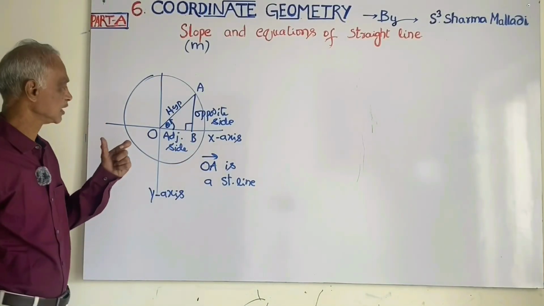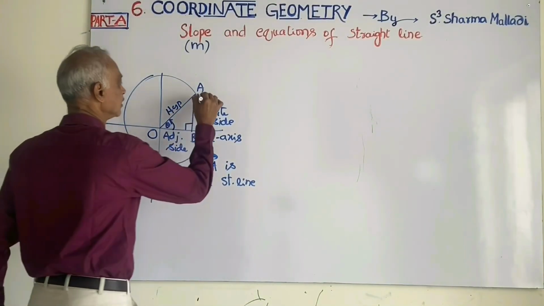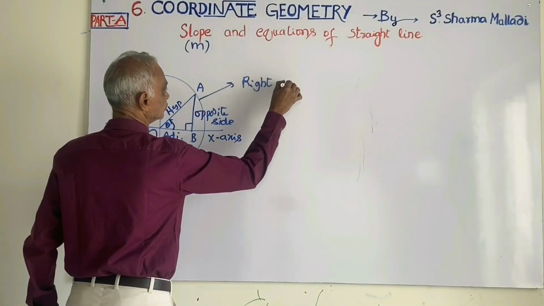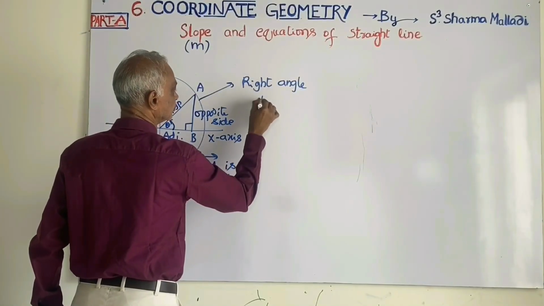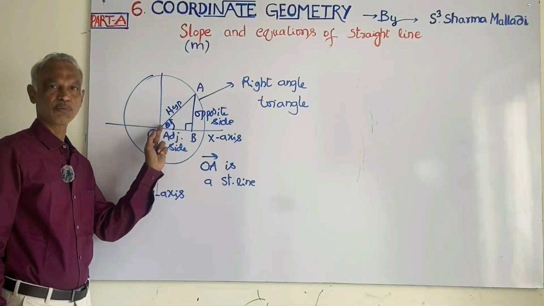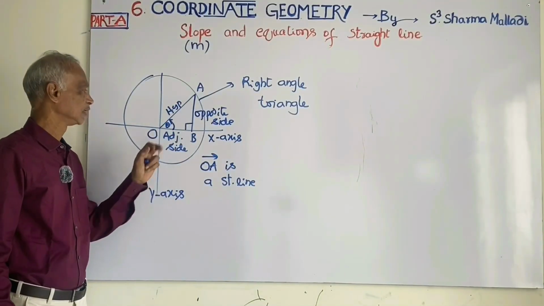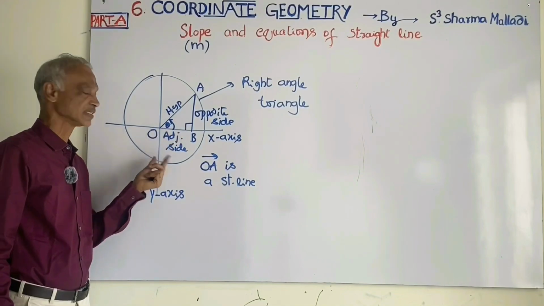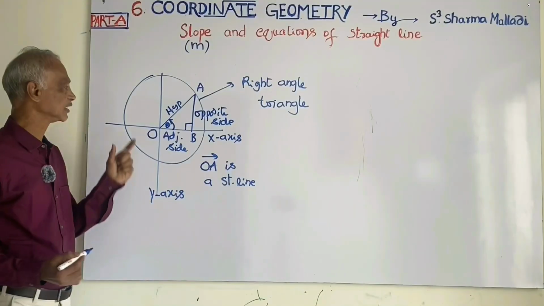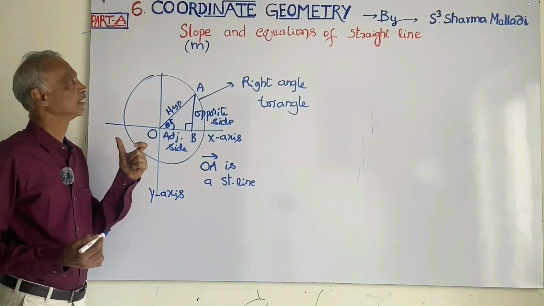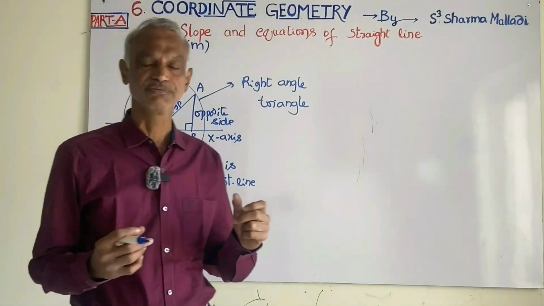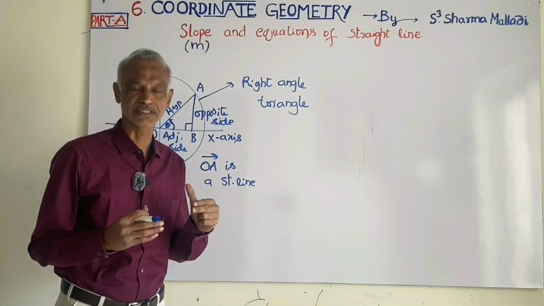Now you should understand the right angle triangle. This is a right angle triangle. Opposite to theta is the opposite side and adjacent to theta is the adjacent side. Opposite to 90 degrees is the hypotenuse. You should understand the right angle triangle so that you can understand slope very easily. Now I will show two videos so that you can understand what slope is.